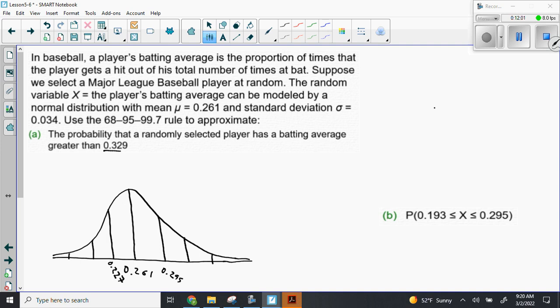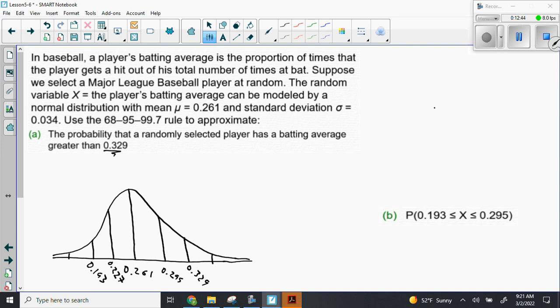I'm going to keep adding till I find this number. So we're going to keep adding, right? I'm going to add one more standard deviation to 0.295. One more standard deviation above, 0.034, and I get 0.329. I'm just going to complete the picture and subtract one standard deviation from 0.227. That's 0.193.